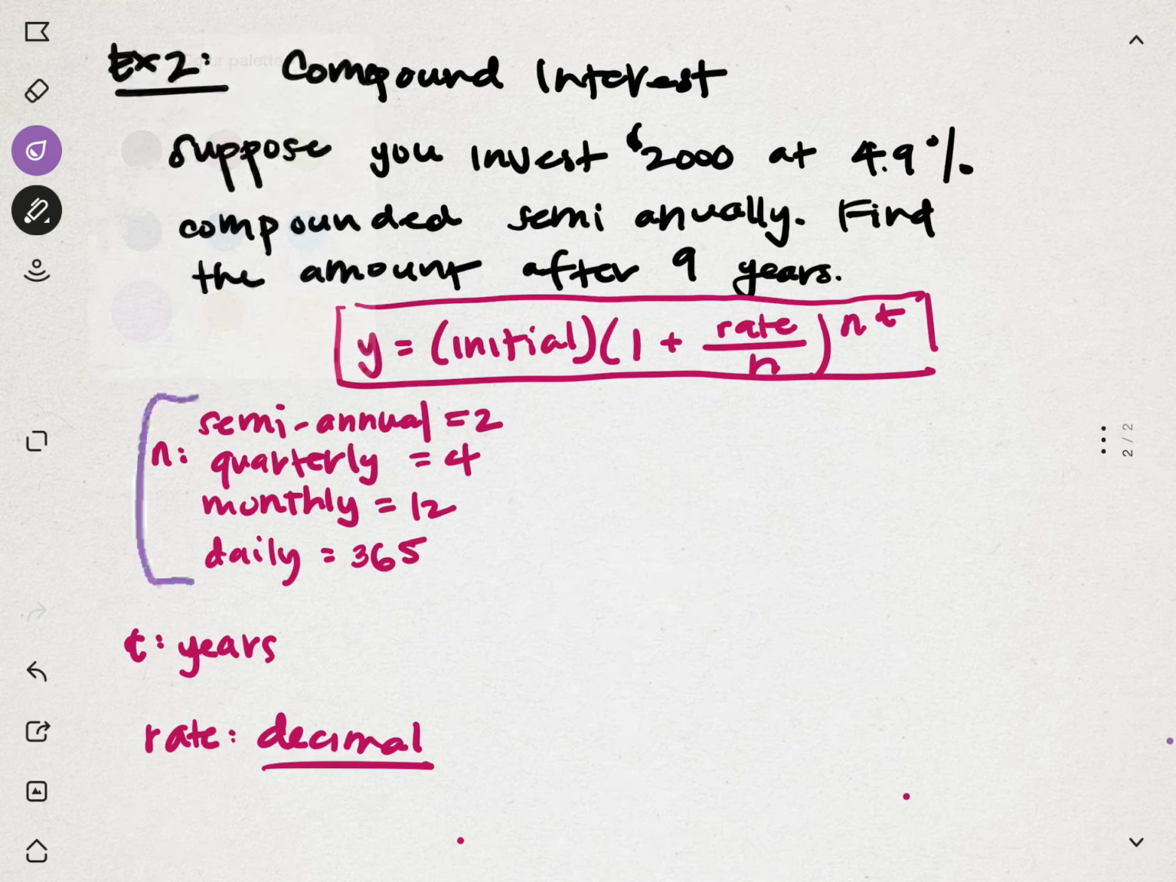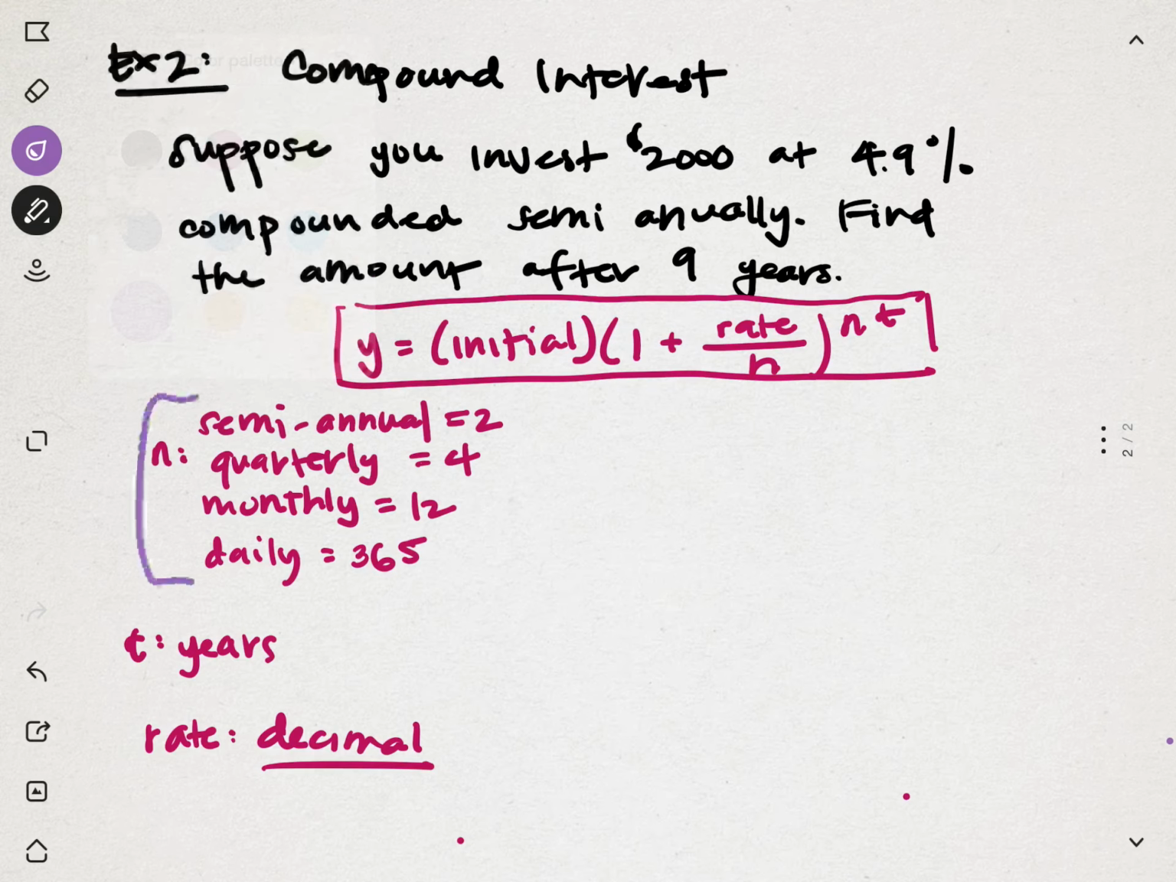Quarterly means that they're going to do it 4 times a year. So maybe like March, June, September, and December. Monthly is pretty self-explanatory. They do it once a month. And then daily would be every single day. So over the course of the year, they'd have compounded your interest 365 times. And then all that means is they're just adding on a percent each time they calculate. All right, the t is still the years, and the rate, we're still using decimals.